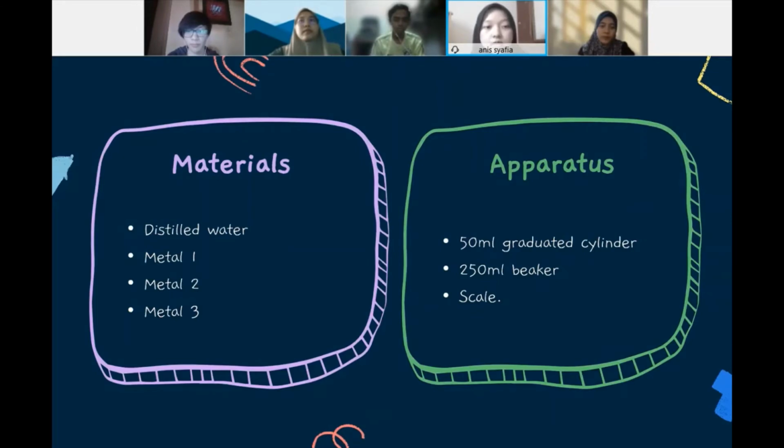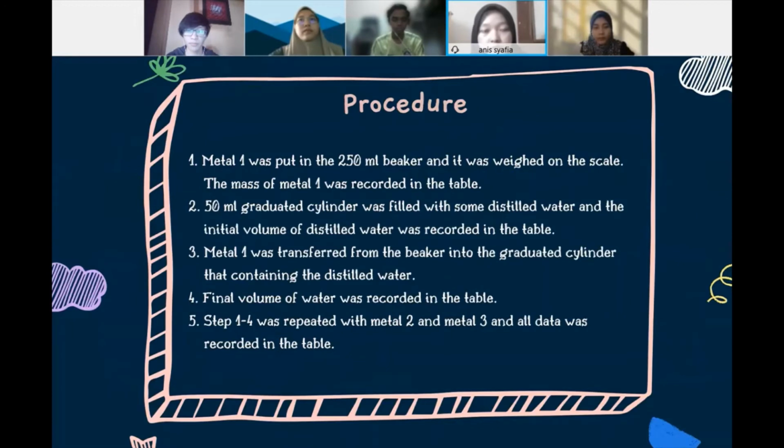The materials that have been used in these experiments are distilled water, metal 1, metal 2, and metal 3. And the apparatus that have been used in this experiment are a 50 ml graduated cylinder, a 250 ml beaker, and a scale. Next, I will pass to Adam Fahmi to explain about the procedure.